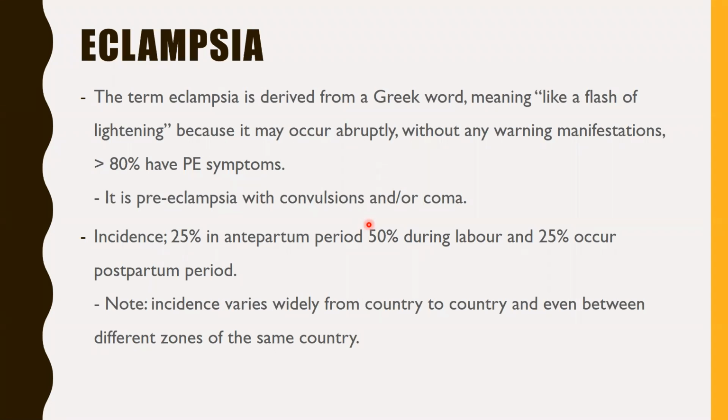The incidence of eclampsia is about 25% during pregnancy, 50% during labor, and another 25% postpartum. We should note that this incidence rate that has been shared varies because of the exposure that people may have. We can move on.